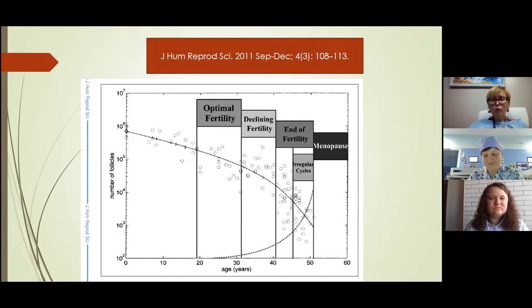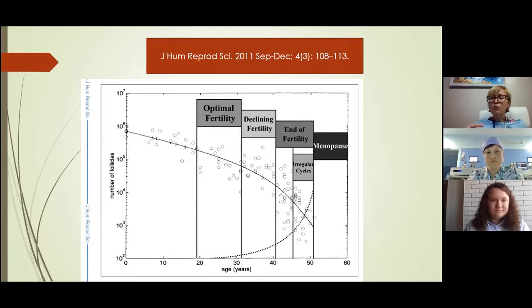We can see that optimal fertility is between 20 and 30, 32, 35 years old. After 32, 33, we can observe the decline of fertility. The end of fertility normally is after 42, 43 years old. Okay, it is always very individual, but in most cases it is after 42, 43 years old. The average age of menopause is around 50 plus or minus 4 years.